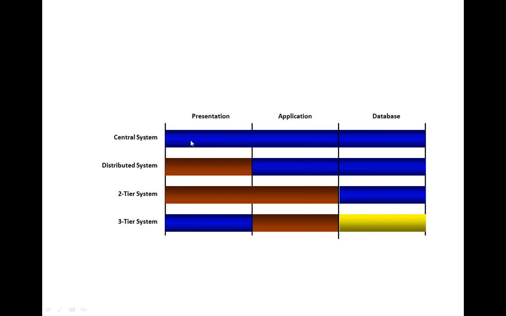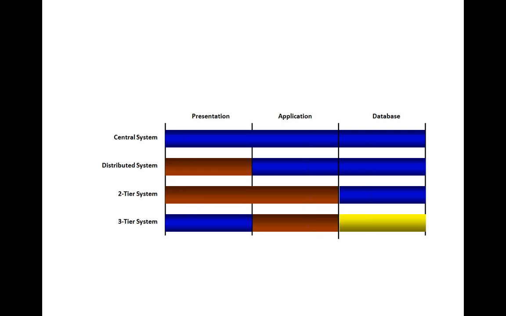So let us think of this central system. This is a single-tier architecture. It has the presentation, application and database, all in the blue color, in the same system. A distributed system has the presentation server in one system, and the application and database server together in another system. 2-tier architecture means presentation and application are in the same system and the database is in a different system. 3-tier architecture means the presentation server is different, the application server is different and the database server is different.